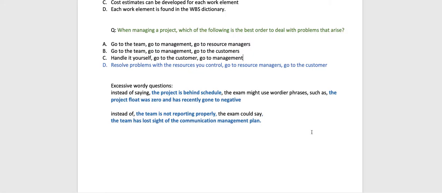There is one more example. Instead of saying the team is not reporting properly, the exam could say the team has lost sight of the communication management plan. Well, teams report only when they have a proper communication management plan. If they lost it and they don't know what is written in the communication management plan, they would not be able to report properly. So the concepts behind this have to be clear.